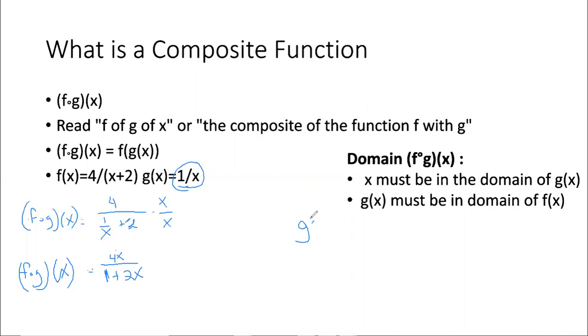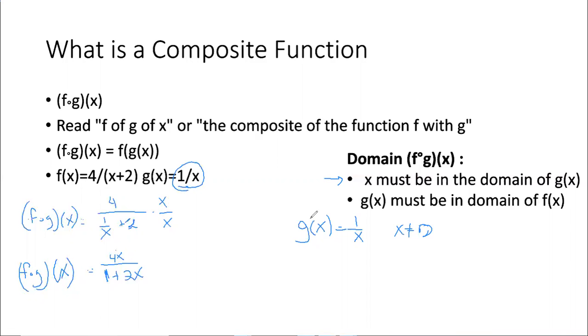We have g of x equals 1 over x. Well, we can't divide by 0, so our denominator can never be equal to 0. In this case, our denominator is a simple x, so we have x cannot equal 0. So that satisfies this first requirement for the domain. The second requirement is that g of x must be in the domain of f of x.